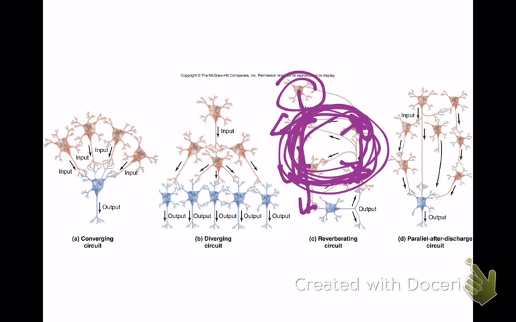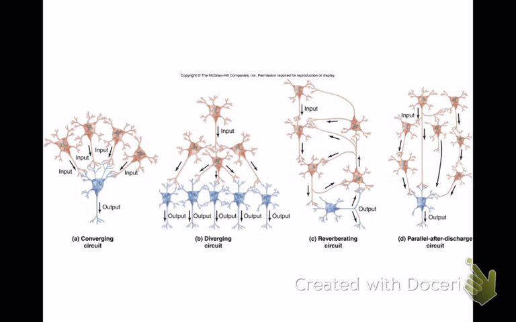And every time it does, we get an output. Every time it goes around, we get an output. Okay? So a reverberating circuit will last an indeterminate amount of time. Part of it depends on how many neurons are in the pathway, and part of it depends on things like your state of fatigue and things like that. But reverberating circuits, we think, are involved in processes that need to last for an indeterminate but definite amount of time.